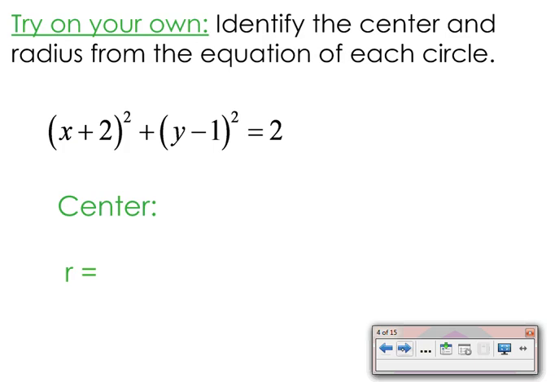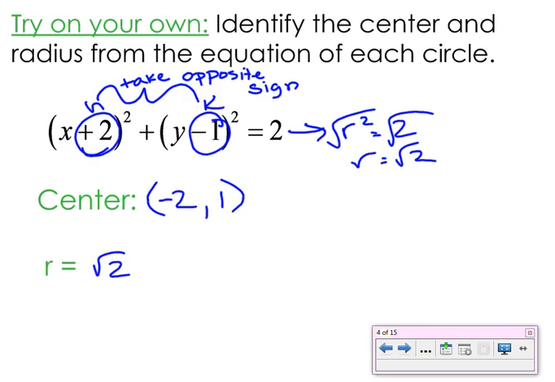So please try this next problem on your own. Remember, you're looking for the center and the radius. Remember, you take those opposite signs and you have to take the square root. So give it a shot, pause the video, and then check to see if your answer is correct. All right, so here our center point would have been negative 2, 1, and our radius would have been the square root of 2. Again, if you have any questions on this, please mark them on the side and ask them when you come into class.